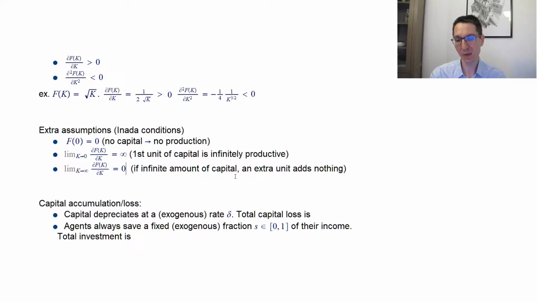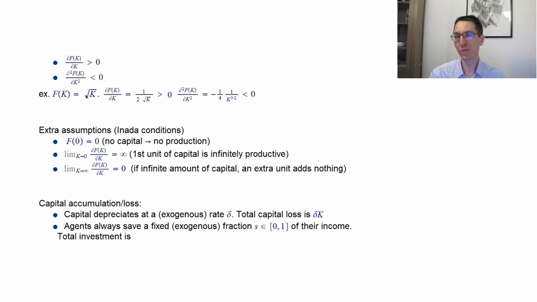As we have said, we have some ways to gain capital by investment, and we lose capital over time due to depreciation. This depreciation rate is exogenous. It's going to be delta. Delta is a fraction of capital that I lose every period. So the total capital loss is simply delta multiplied by the capital I have. Here I haven't introduced any time period yet, so we don't know if it's 1 second or 1 year. It's just a fraction of capital.